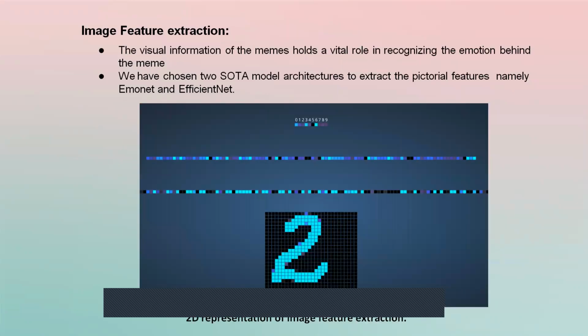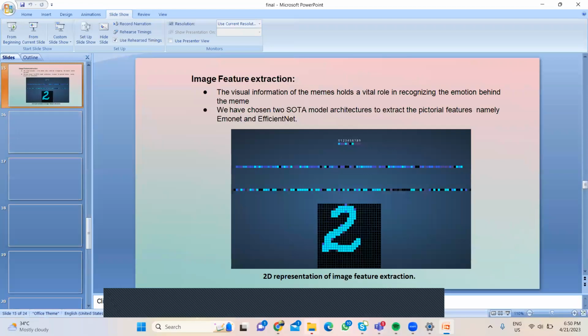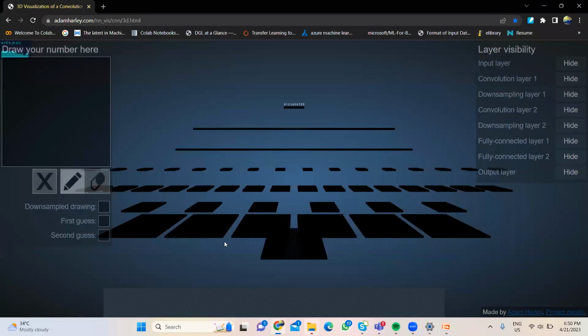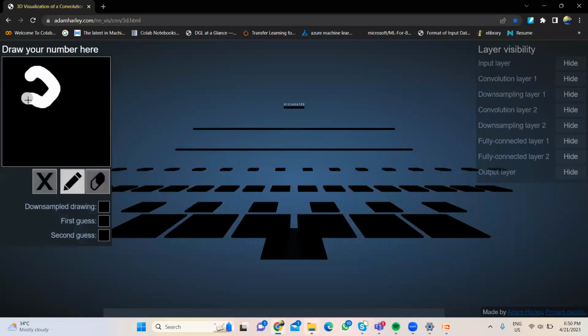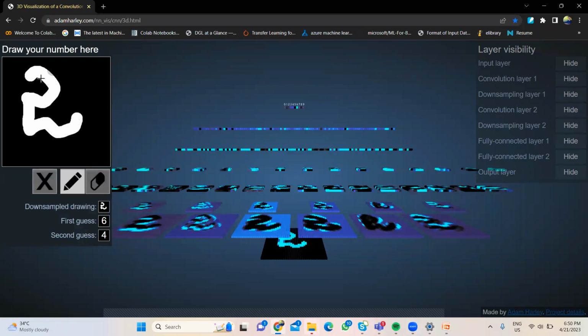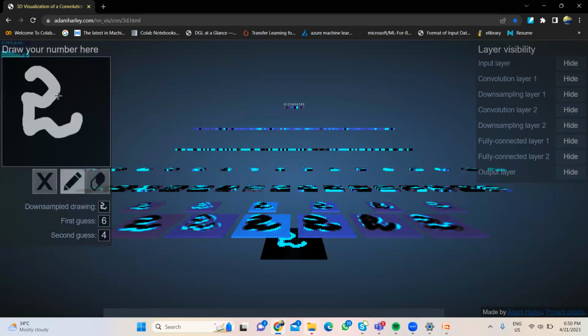When it comes to image feature extraction, since machines won't understand text, they definitely won't understand images. For that reason, we have used EfficientNet and Emonet. I'll show you a sample example. For example, just write the number 2. This is the image, but the machine does not understand this.